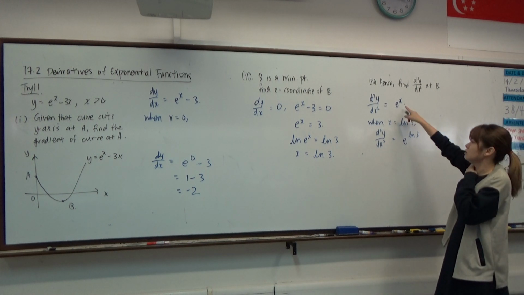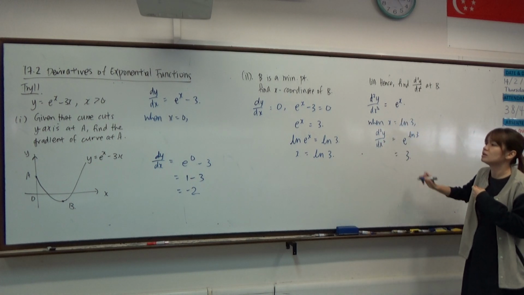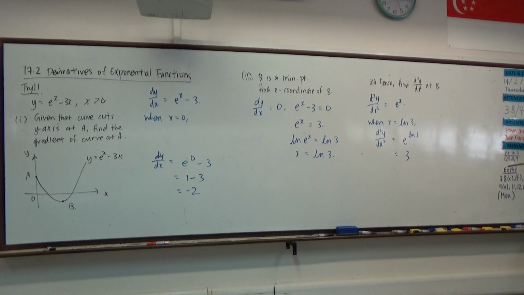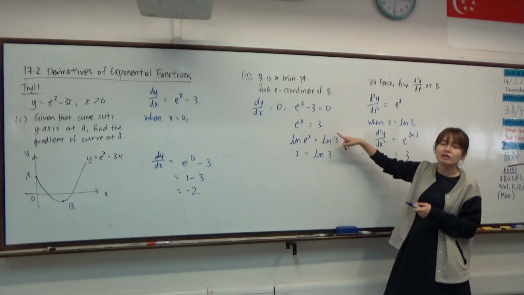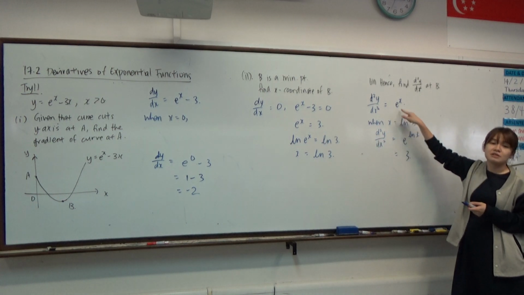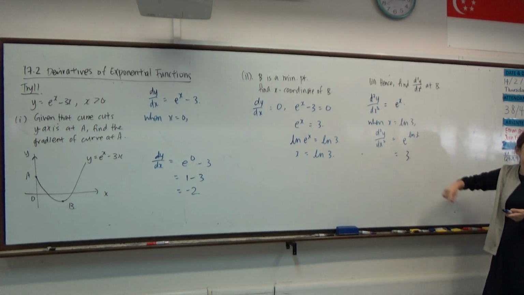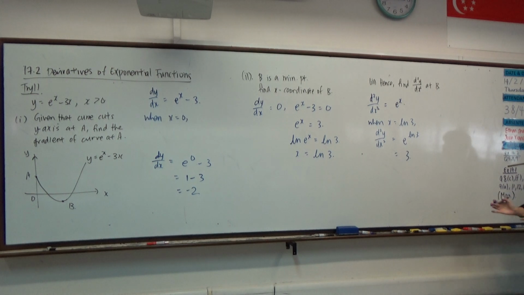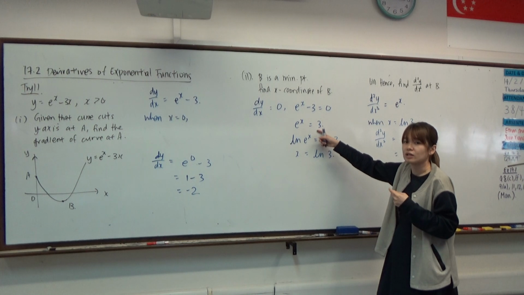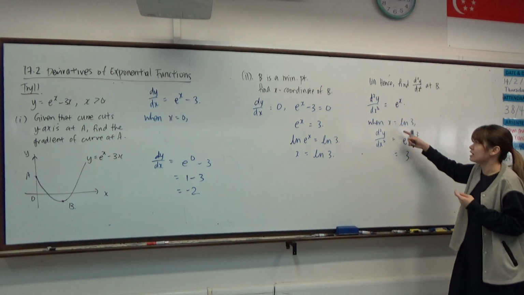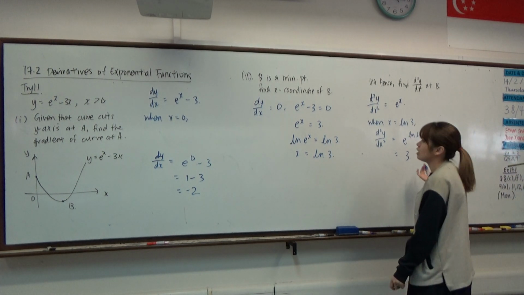You could see that e to the power x equals 3, so this is naturally going to be 3. In part 2 you notice that e to the power x equals 3 already. So over here, the second derivative is e to the power x, and it will surely be 3 also. If you don't understand, when x equals ln 3, e to the power x equals 3. So that's the answer.